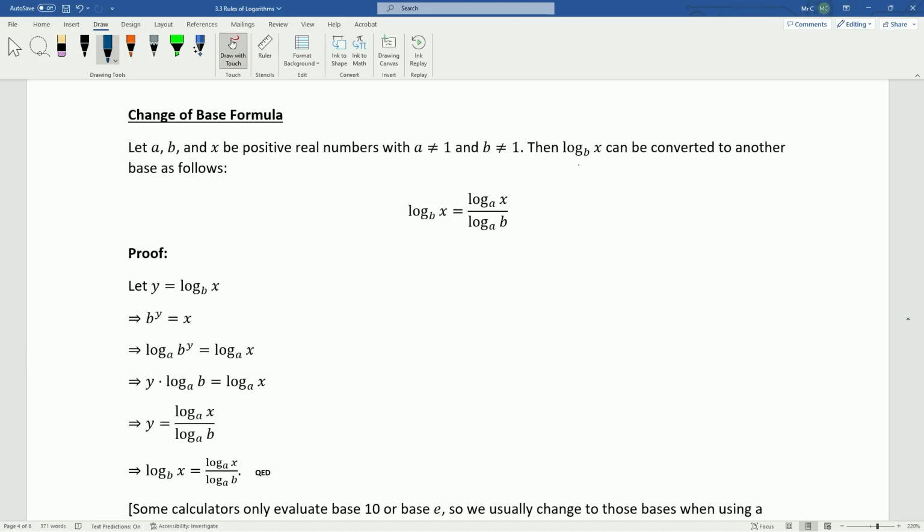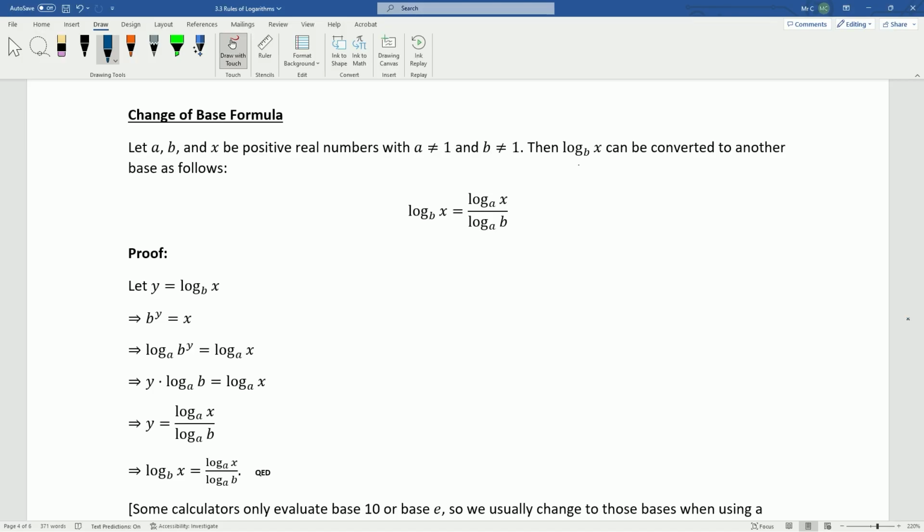But since there are infinitely many logarithmic functions, it can't store infinitely many chunks of data. So most calculators only store the data for the natural log and the log base 10. So most of the time, you'll use the change of base formula to simply convert to one of those two logarithms, and then you'll just plug it into a calculator. But there are other interesting things we can do with the change of base formula as well.